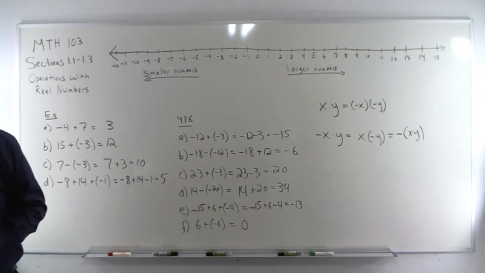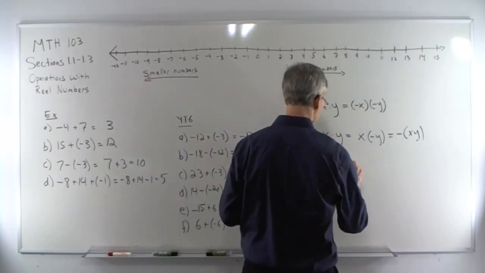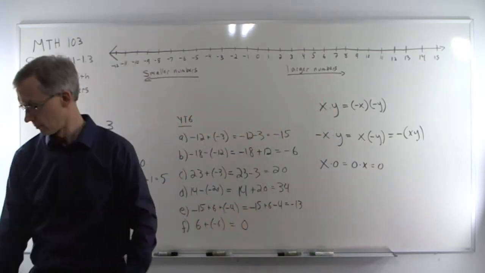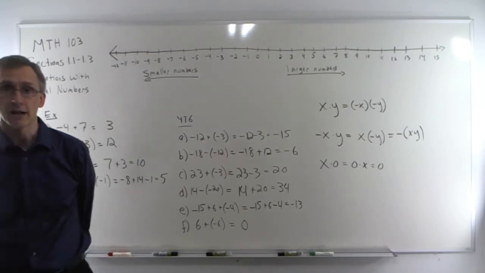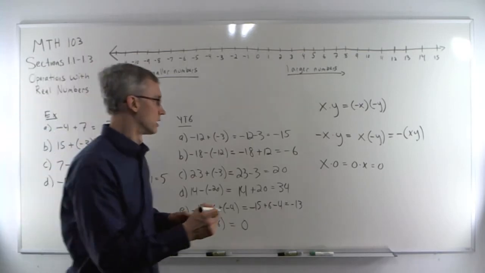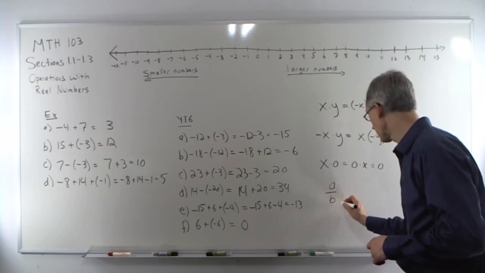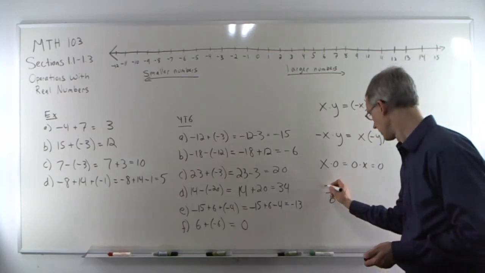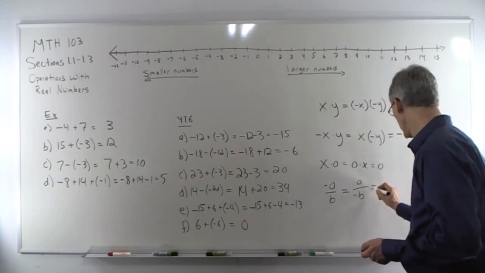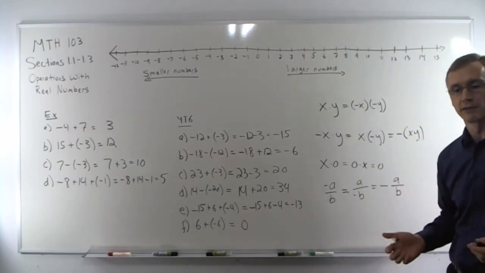Now we also have the multiplication property of 0. Multiplying anything times 0, any number times 0, is going to be 0. Another batch of equivalent forms is with fractions. And this is something that confuses a lot of students. If we have any fraction, it doesn't matter where you put the negative sign. You can put it on the top number, you can put it on the bottom number, or you can just put it right out front.